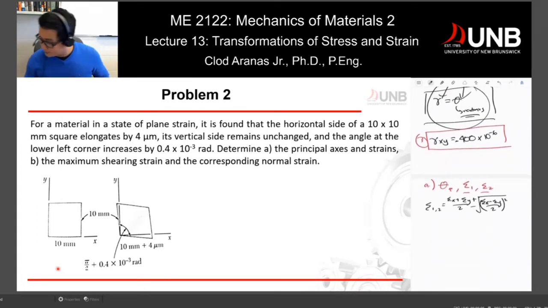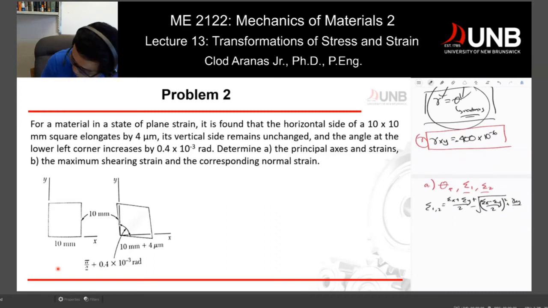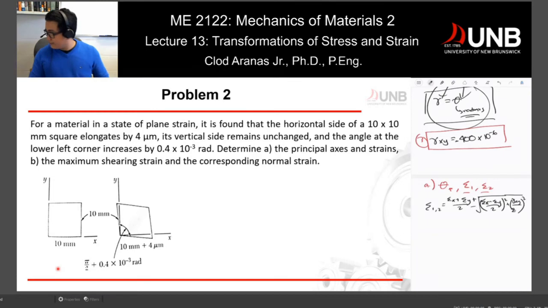Just checking if you can see it. Yep. Plus gamma xy over 2 squared. So you have that equation. I'm not sure if you can read that. Maybe not. And then let's substitute it anyway.